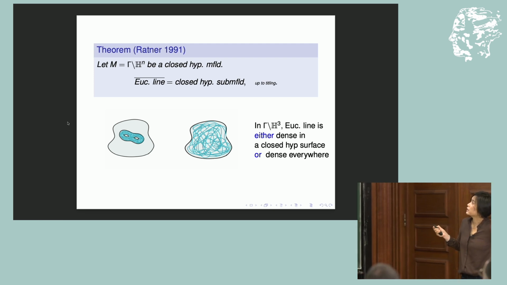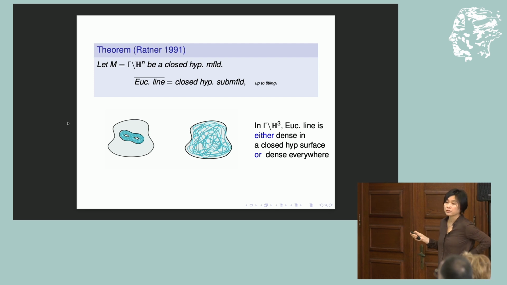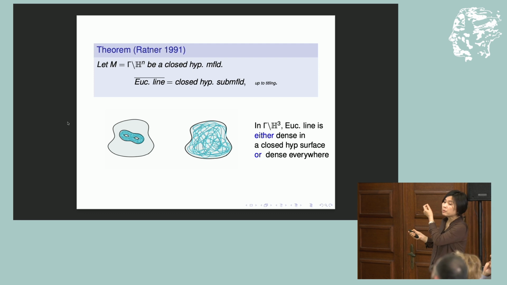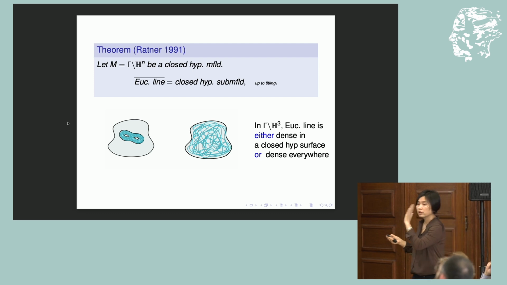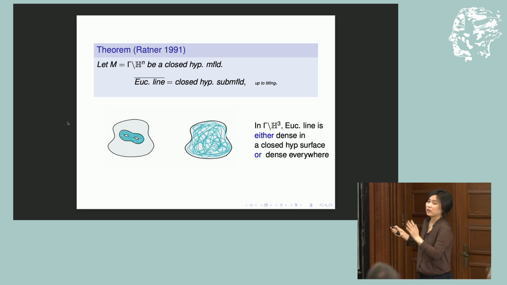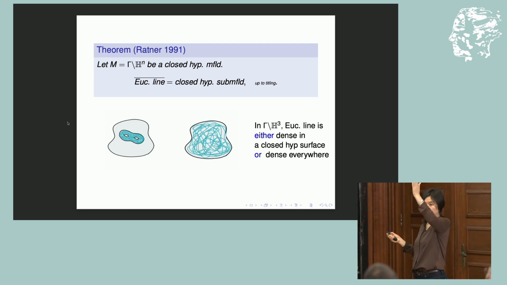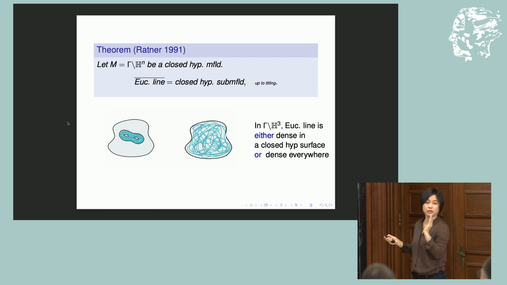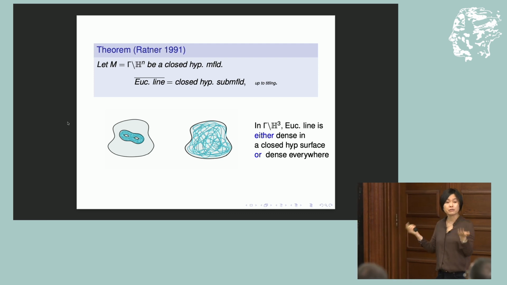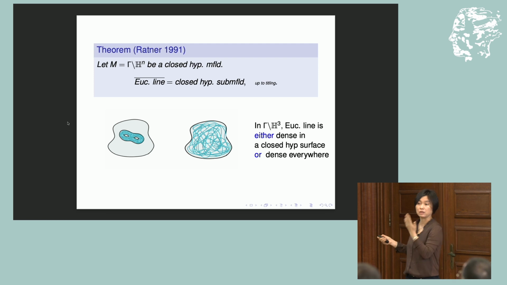So a special case of this theorem when n is equal to 3 says the following. If you look at a closed hyperbolic 3-manifold, then there are only two possibilities. Because this hyperbolic submanifold cannot be a one-dimensional hyperbolic geodesic, right? Because it has to contain a Euclidean line. So there are only two possibilities. It is either a two-dimensional closed hyperbolic submanifold or everything, because our entire space has dimension 3.